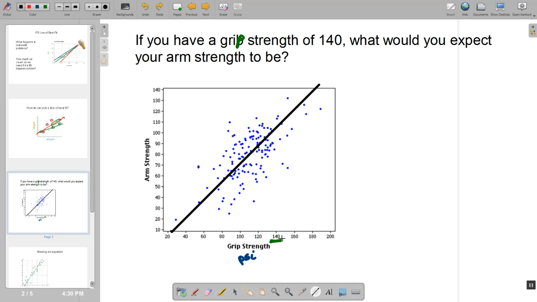But if I picked this as my line, I would look up at my grip strength of 140, and I would say that my arm strength is right around here, which would be about 110. Once again, because it's estimating, we've talked about this a lot this year, your arm strength would be about 110. We don't know what the label is here, so we're going to just put units.